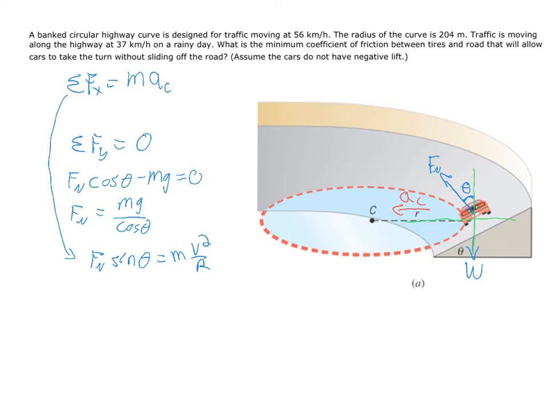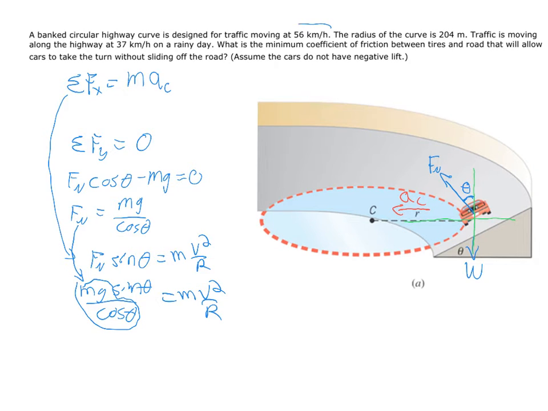If we plug in the normal force, we get mg sine theta divided by cosine theta, which equals mv squared over r. You can solve for the angle of the ramp from this equation. That's how the road is designed.